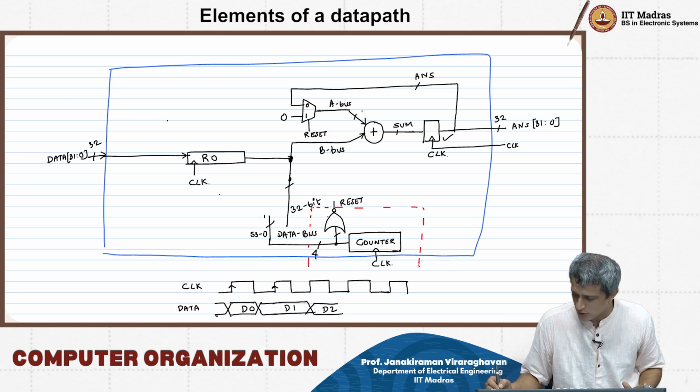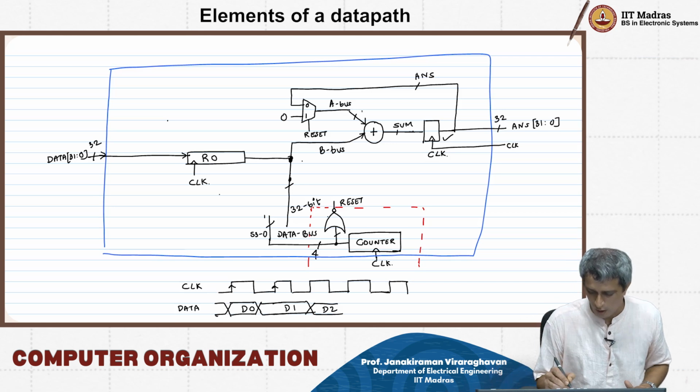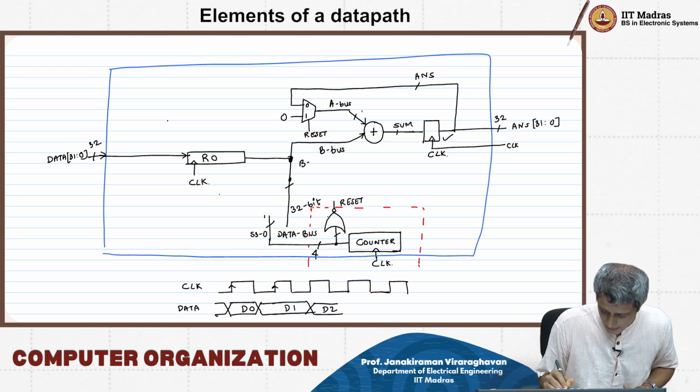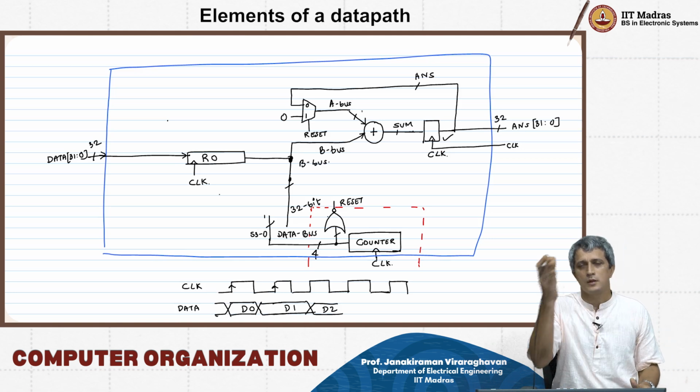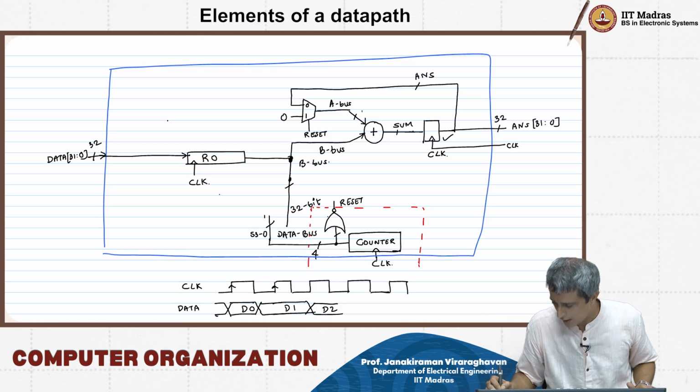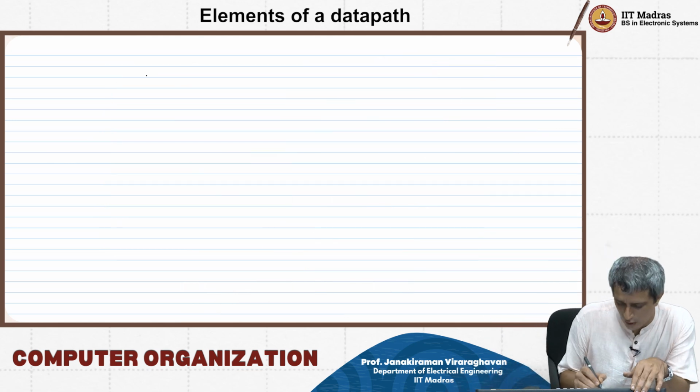So now, what does the timing diagram of this whole system look like? Basically your B bus is now going to get the data on every clock edge, and therefore you are going to say, so what is going to happen?